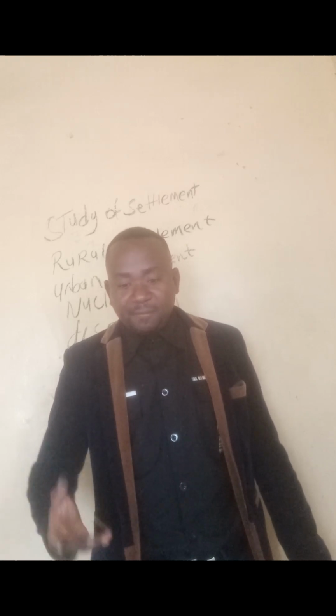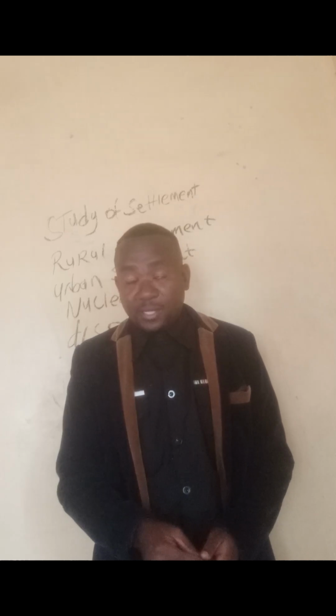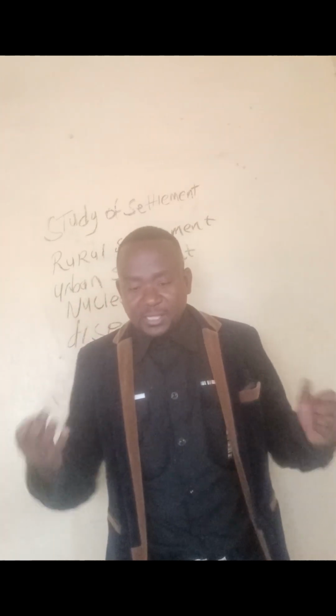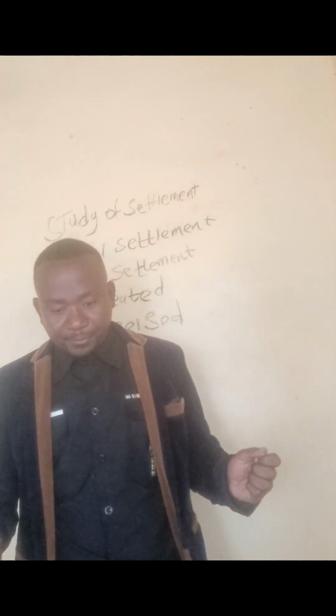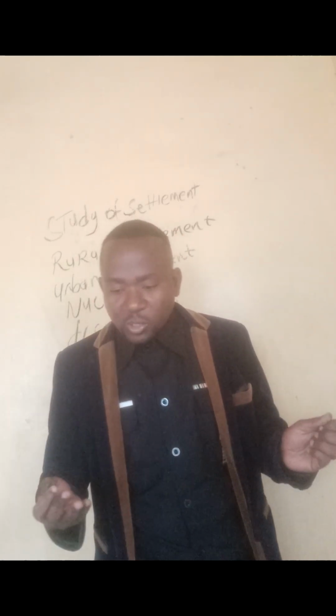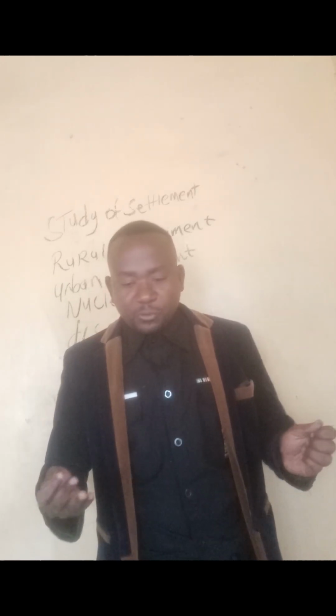So we are going to check the outcomes of this lesson. What are we supposed to know at the end of this lesson? Number one, we must be able to define what settlement is. Secondly, we must be able to identify the different types of settlement. And then we need to understand the factors that influence where people live, like water, soil, roads, and services. We must be able to interpret real examples using maps and photos.